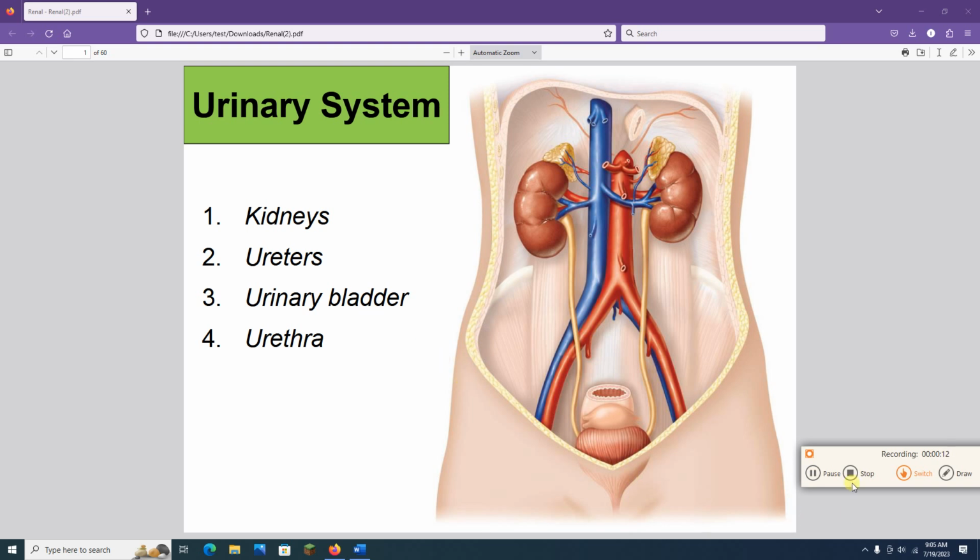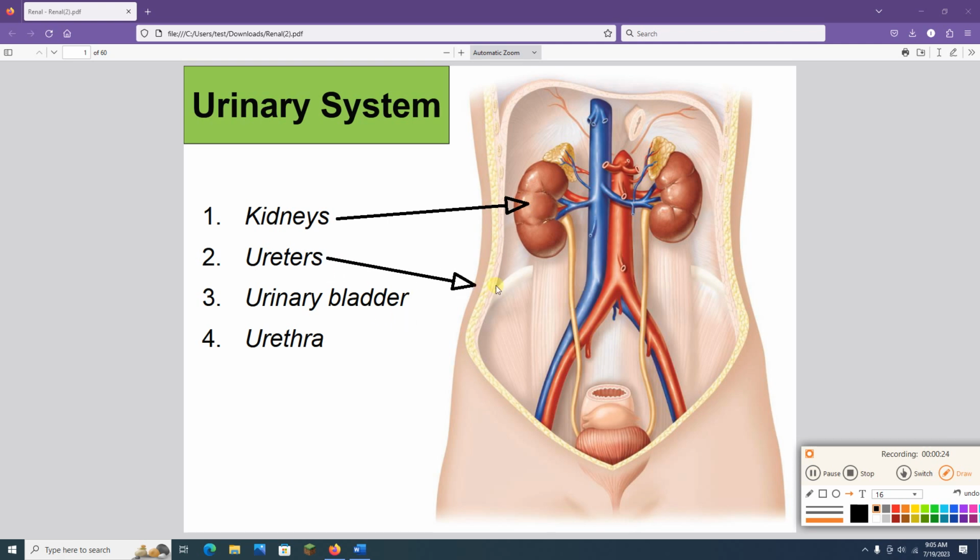So the urinary system has several major organs, including the kidneys. See a kidney right here? Kidneys, of course, are going to make the urine. And then we've got the ureters. There's one ureter right there and another ureter over there. Ureters are going to transport the urine from the kidney, where it's made, to the urinary bladder. There's her urinary bladder right there.